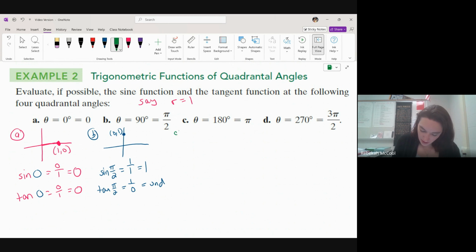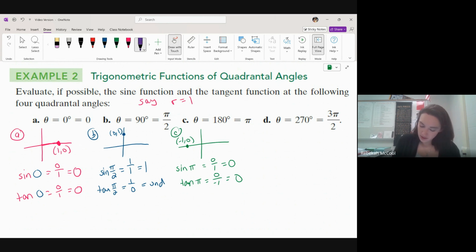All right, c, 180 degrees, or pi. So that's over here at -1, 0. So sine of pi. Again, we're going to take the y coordinate 0 divided by our r, which is 1, to get 0. Tangent. We're going to take y over x, so 0 over -1, which would also get us to 0.